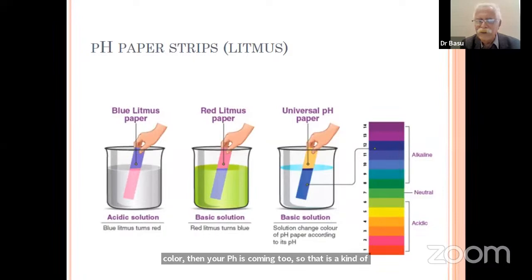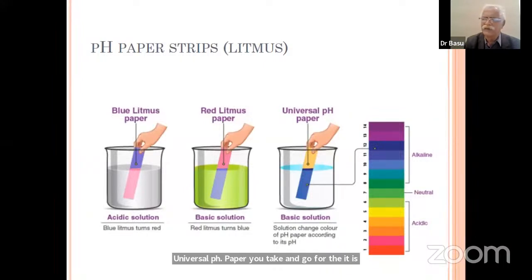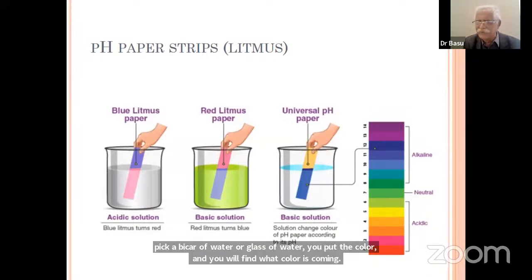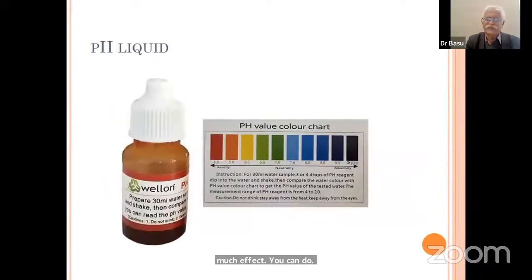So this is the way pH is measured by just a paper, that is a litmus paper. Universal pH paper is purchased from chemical shops and you use it in the laboratory. You pick a beaker or glass of water, you put the paper in, and you will find what color is coming. On the right side, there are strips. Which color is it matching? Accordingly, you will tell whether it is acidic or alkali. This experiment you can do without much cost, without much effort. It is a simple experiment.